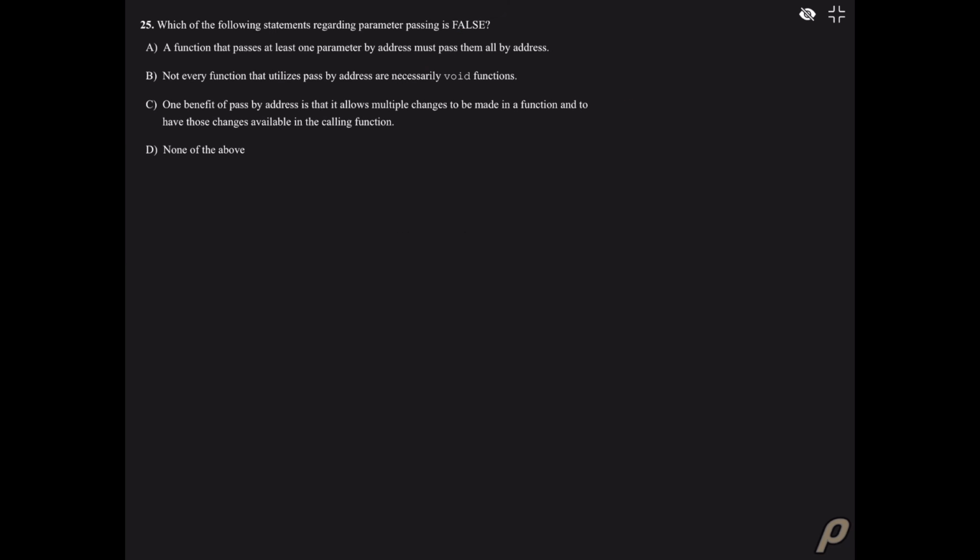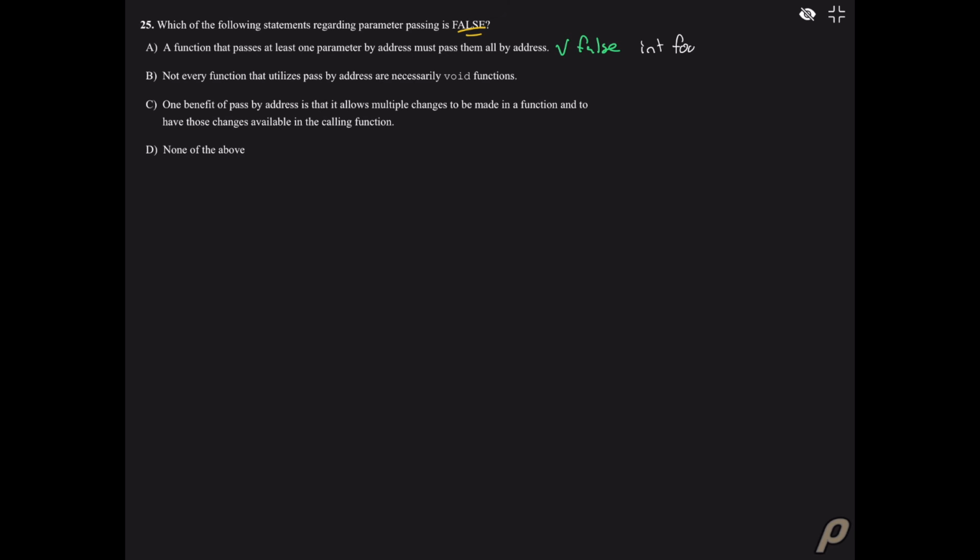All right, moving on to our last question of this exam. The last question asks us, which of the following statements regarding parameter passing is false? First one states, a function that passes at least one parameter by address must pass them all by address. Must. This is false, which means this is the right answer. Why is this false? Well, we could have a function that does not pass all of our parameters by address.